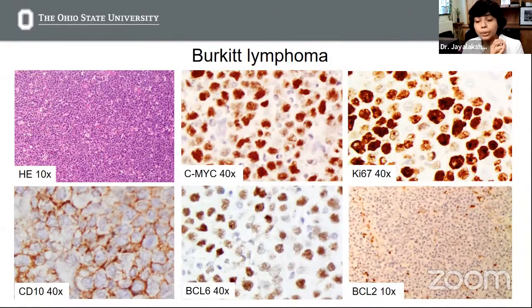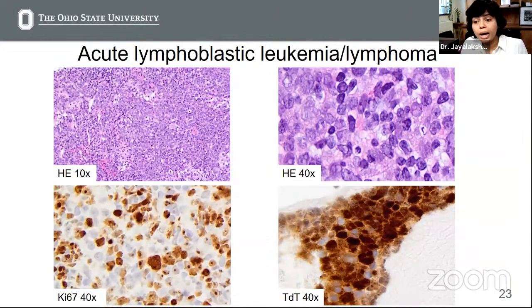And Burkitt-like lymphoma with 11q aberration is exactly what the name suggests. It resembles Burkitt by morphology and immunophenotype, but is negative for MYC rearrangements and shows abnormalities of chromosome 11q. Acute lymphoblastic leukemia/lymphoma, on the other hand, has small to intermediate sized cells, blastoid morphology, and shows high proliferation rate. They express markers of immaturity, that's CD34 and TdT. Most cases are TdT positive, but there are TdT negative cases.